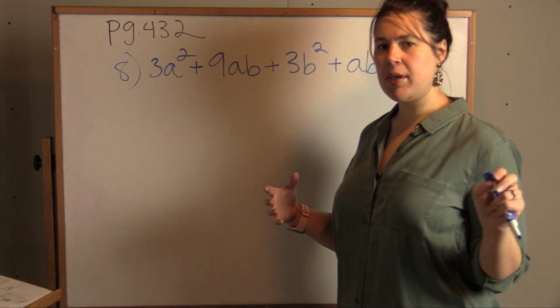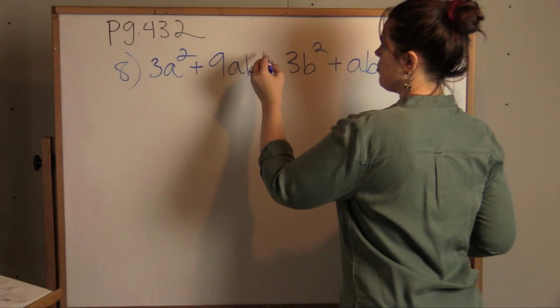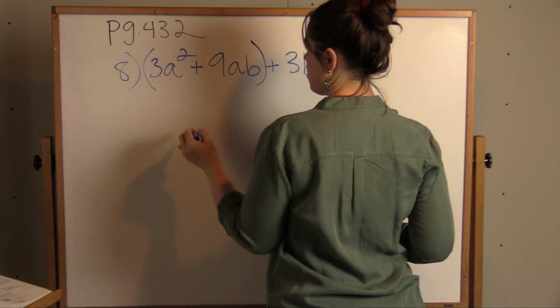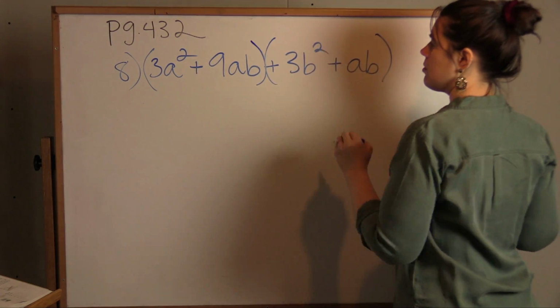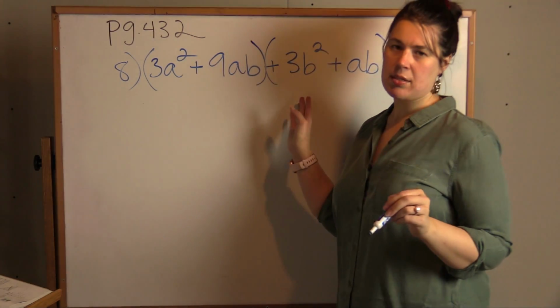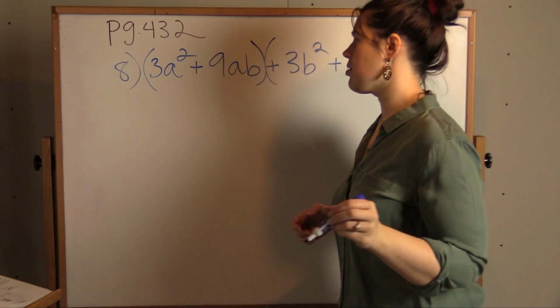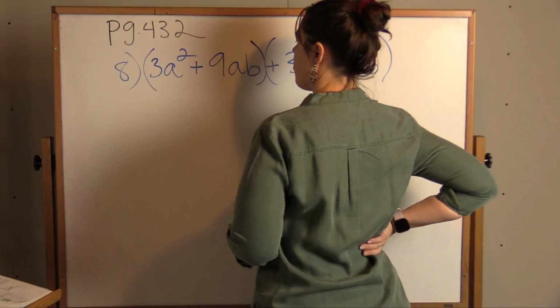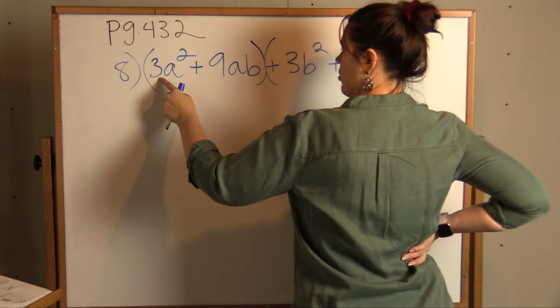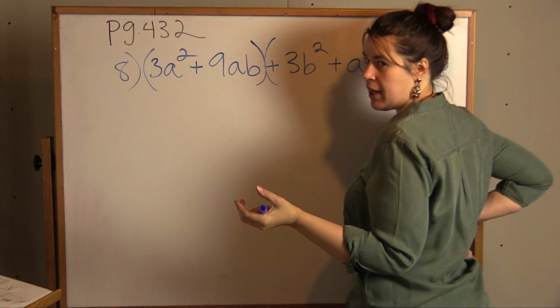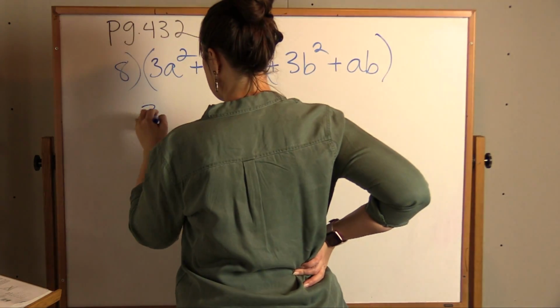So when you do it by grouping, always start with the first 2 terms, and then put a parenthesis set around the second 2. Now we're not saying that this is multiplying times this, we're just grouping it so we can factor out. Looking in the first group, what do they have in common? Starting with the coefficients, I have a 3 and a 9. They both share the common factor of 3.